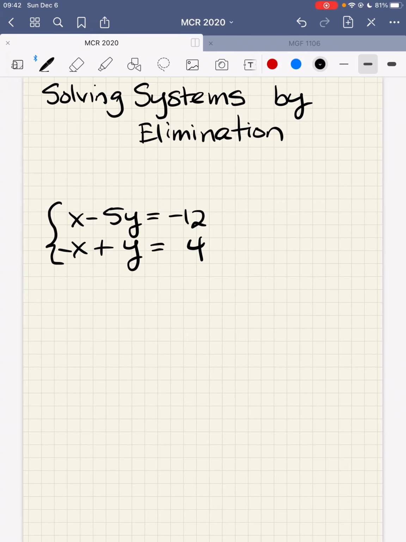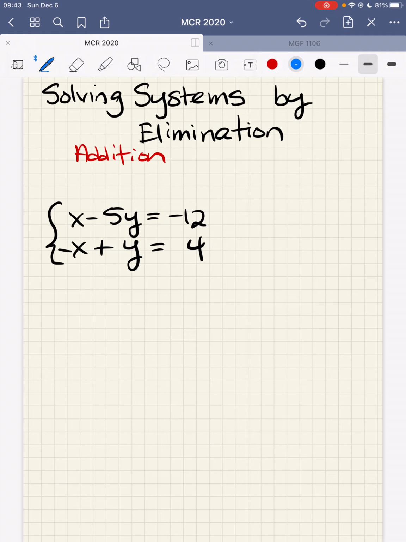All right, so today we're still going to work with systems of equations, but we're going to learn an algebra method called elimination. Sometimes elimination is called the addition method. Okay, and the main idea that we're trying to do is we're going to add these two equations together, but we want to make sure that when we add them, one of the variables cancels out.